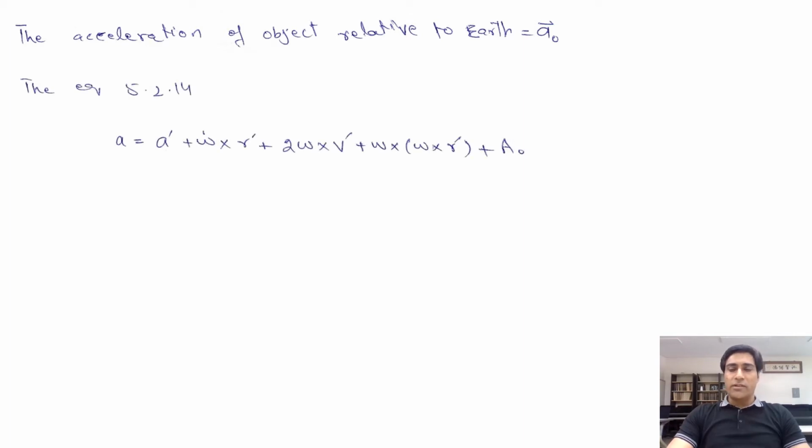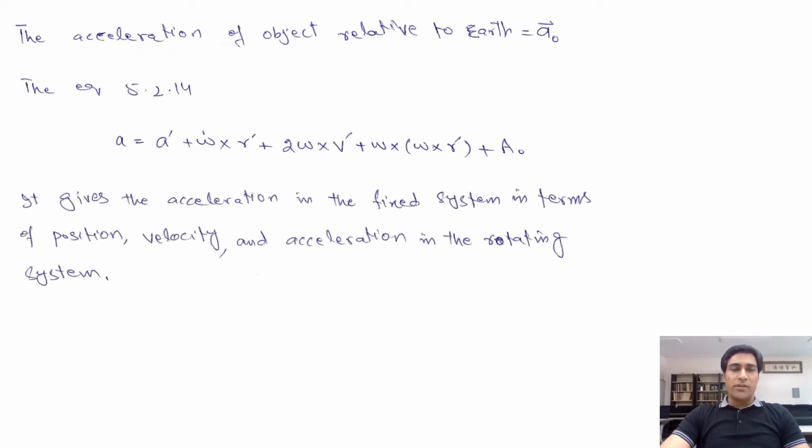Here we will use equation 5.2.14. It is in your book, and based on the given case, it is the most suitable equation to use. This equation gives the acceleration in the fixed axis. You have to keep in mind that if the a naught term is not included in this equation, then this equation gives the acceleration in the fixed system in terms of position, velocity and acceleration in the rotating system.